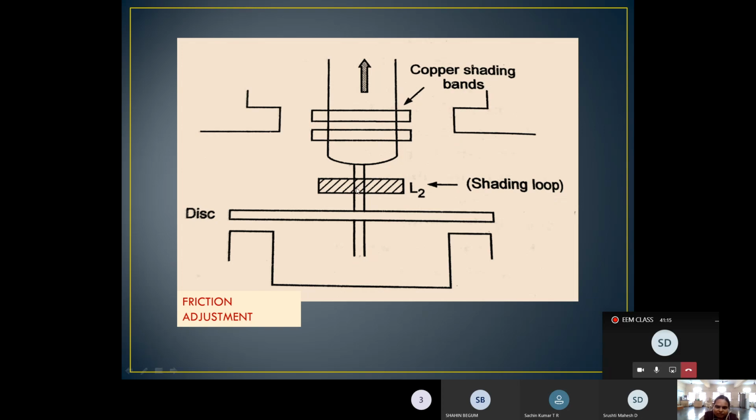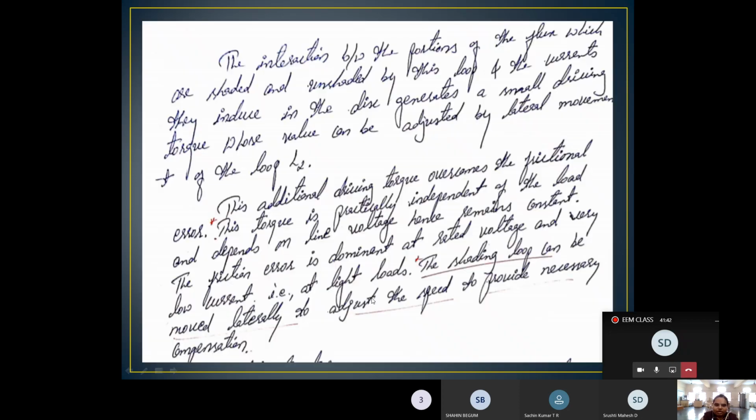The friction is going to be avoided. Sometimes this copper shading band will directly touch the disc. When it is directly touching the disc, it will not rotate in a proper fashion. Maybe it will be slowly rotating, or else it may be rotating fast. To avoid that extra adjustment, we go for what we call a shading loop.